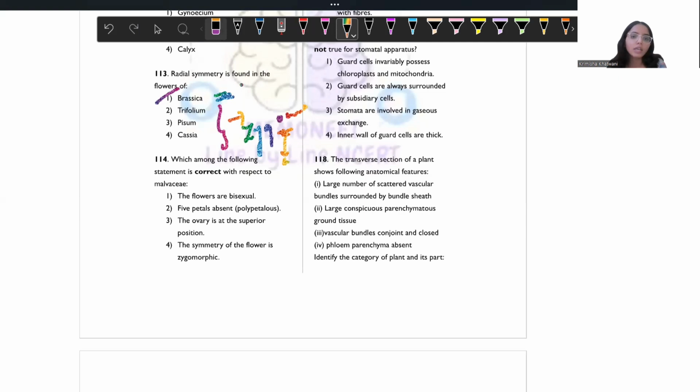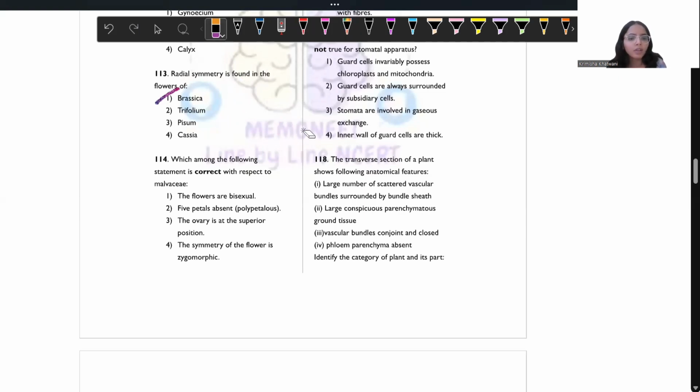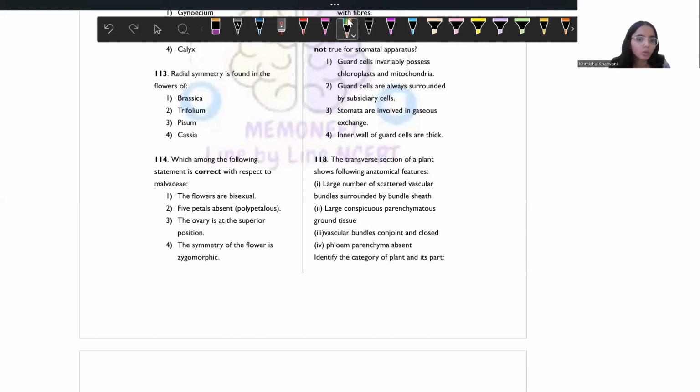Understood? So I'll tell you a trick to remember this. You remember either the examples for zygomorphic or the examples of actinomorphic. If you remember the examples for one thing, the other will naturally come. So see, I also do this. I know that these 3 are zygomorphic, so definitely this has to be actinomorphic. There's no other way. So the answer to question 113 is option number 1.